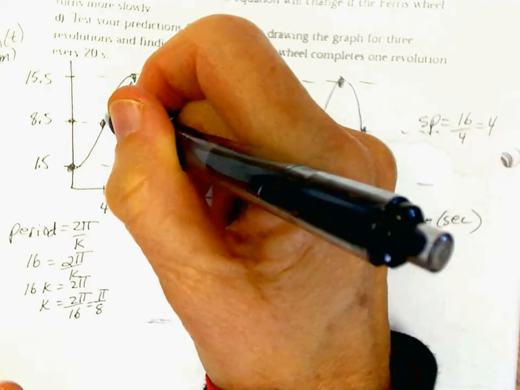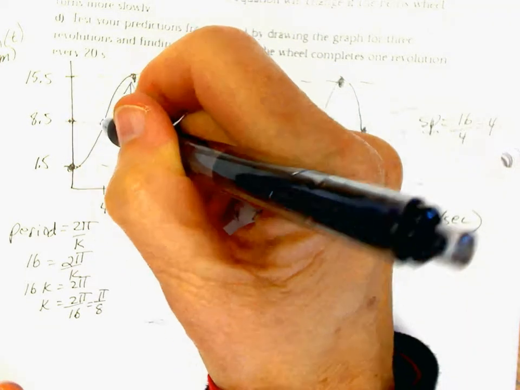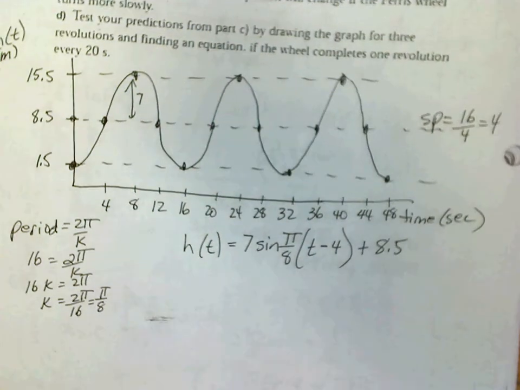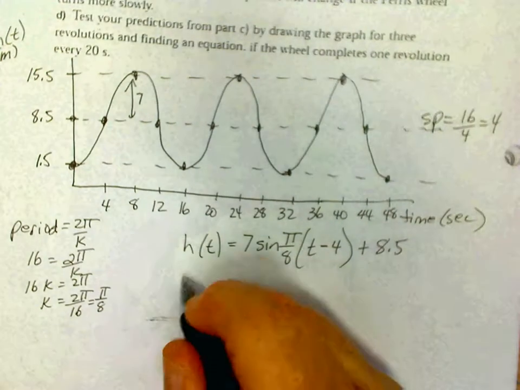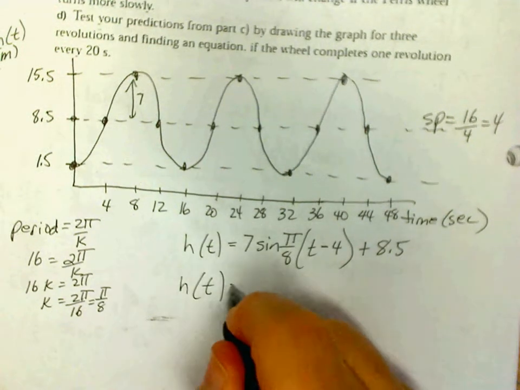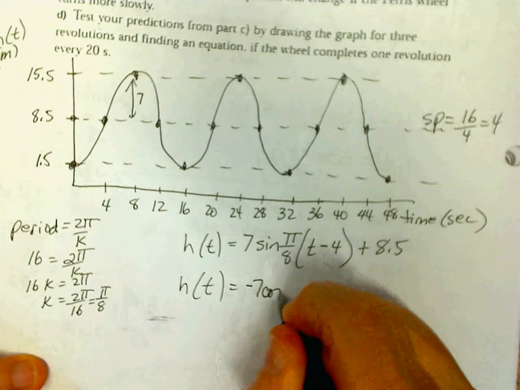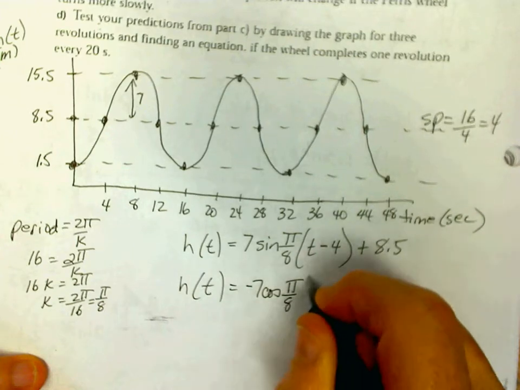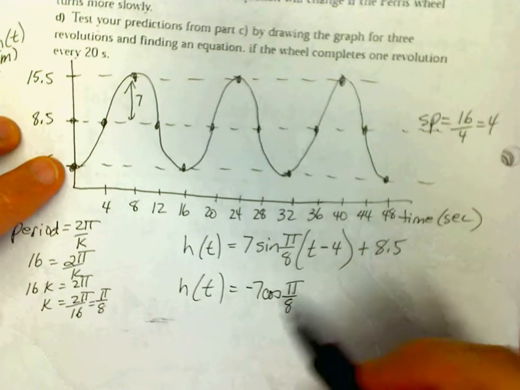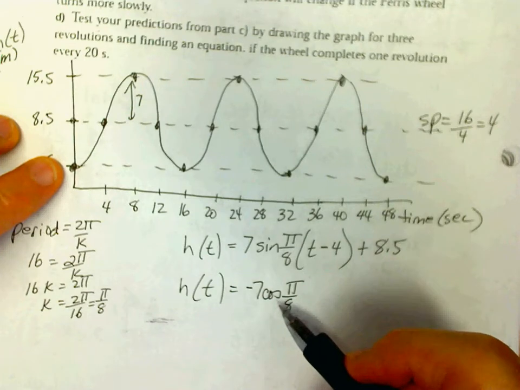We'll do a cosine. We can use either one. Here I assumed it's sine. Let's do a cos equation. What would be the simplest cos equation? Negative 7 cos pi by 8 t, plus 8.5. Is there a phase shift if we just put negative 7 cos? No. Normally cos starts here, but now it's starting here.